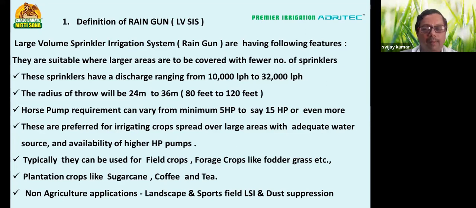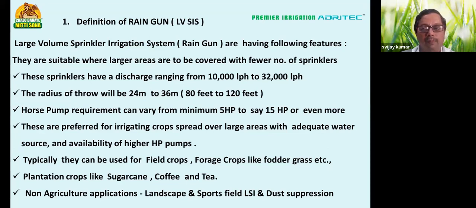The horsepower requirement, that is the pump that will be required, also will vary. Starting with a small rain gun, it could be as low as 5 horsepower to 15 horsepower or even more. And where are these used? These are preferred for irrigating crops which are spread over very large areas, where you have an adequate water source and the availability of these high horsepower pumps. So it cannot be suitable everywhere. These conditions are very important.